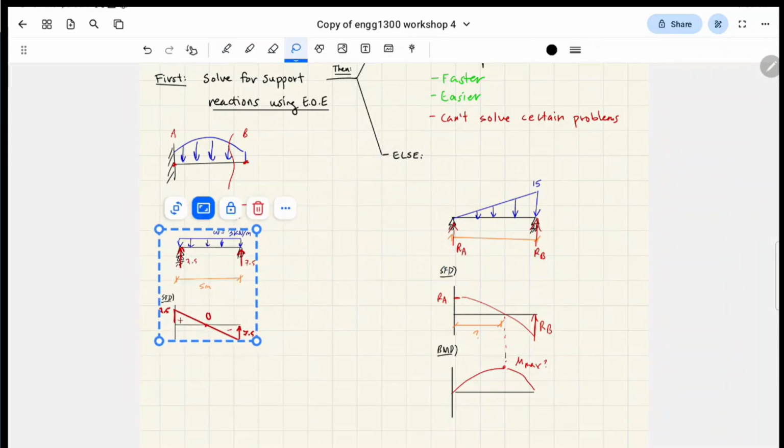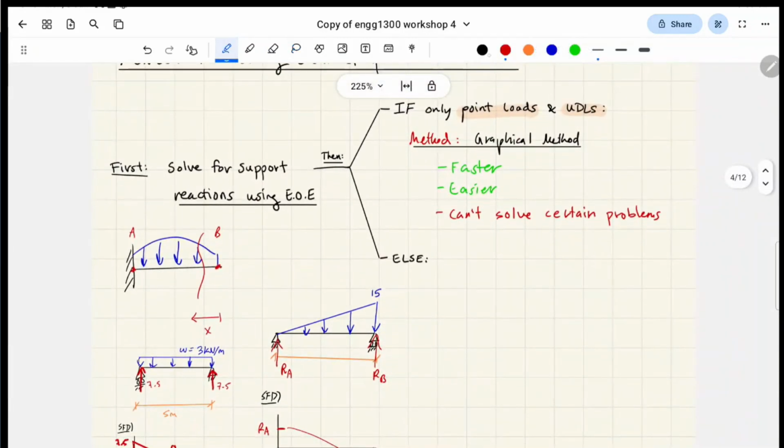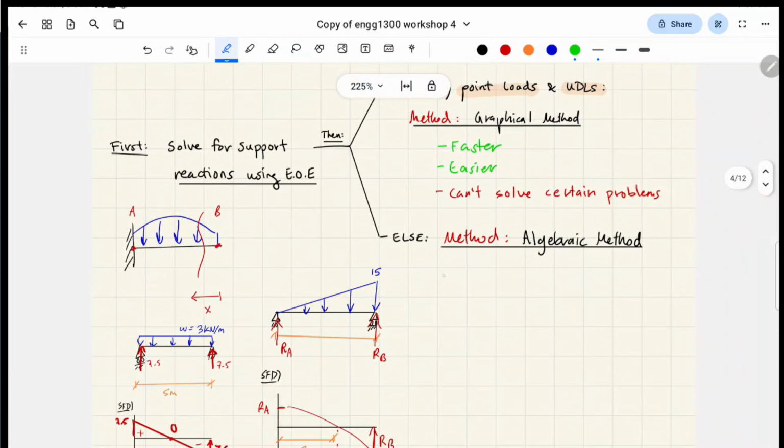So I'm just going to move everything. We have to employ our other method, which is what we learned in lectures, what I'll call the algebraic method. Okay, so this one's a bit harder. It's slower, takes a bit longer, but it can solve any problem in this topic.